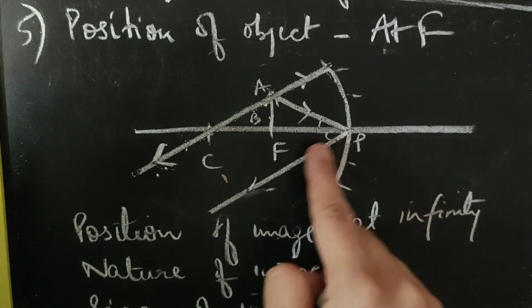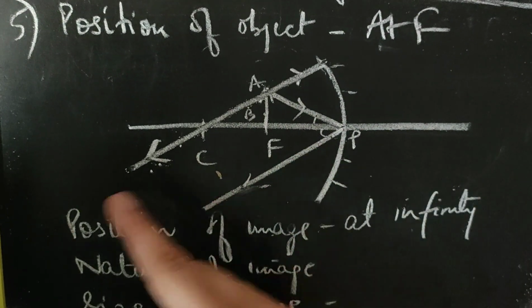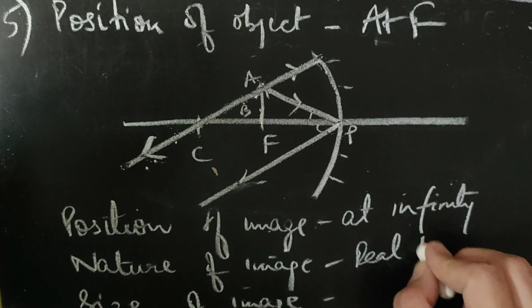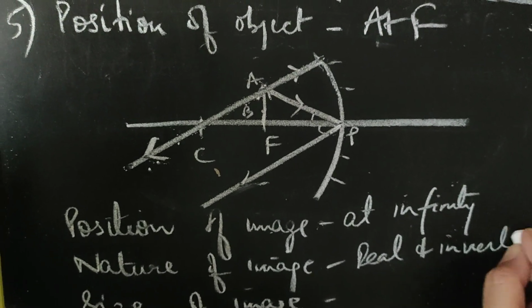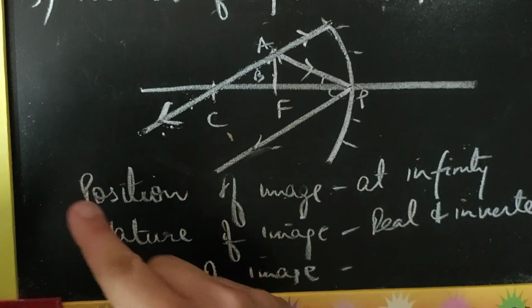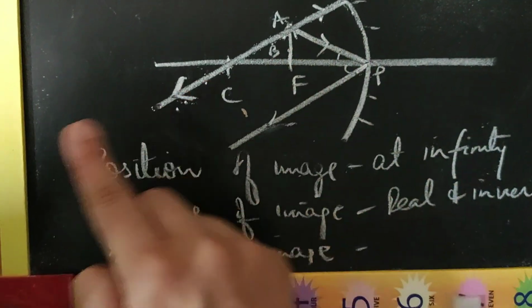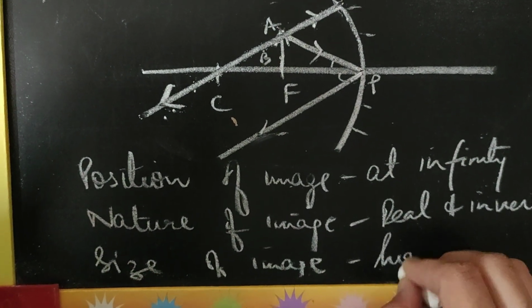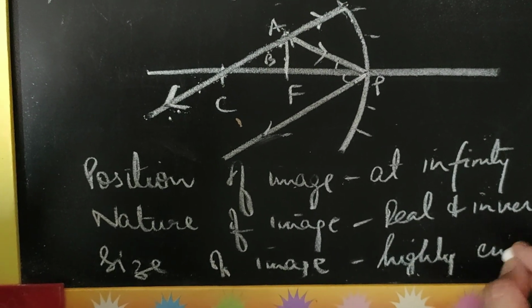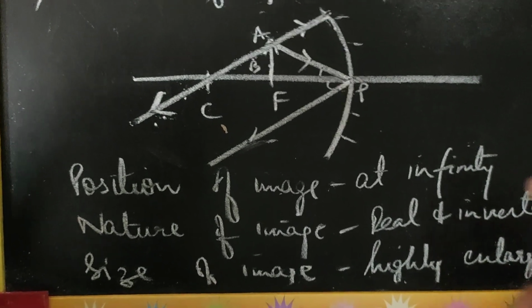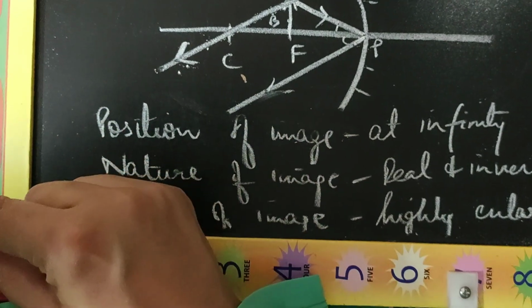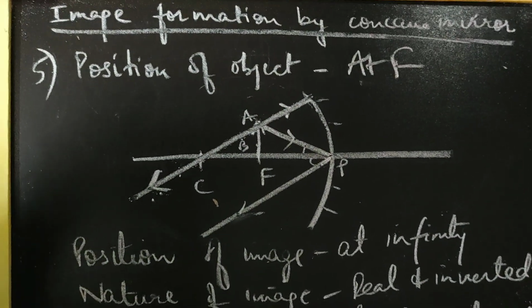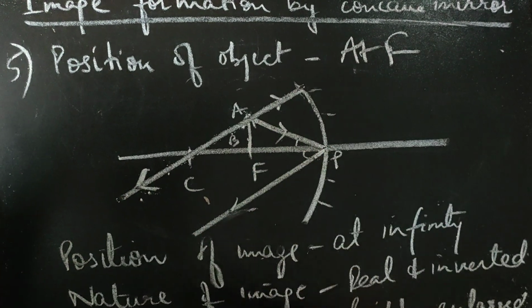Nature of the image: some of the rays will definitely intersect somewhere at infinity. So we say the image is going to be real and inverted only. And because in our frame the rays are not seen meeting anywhere, they will intersect somewhere at infinity. So the size of the image is highly enlarged. If they are going to meet at a very large distance somewhere at infinity, the size is going to be highly enlarged. So this was the fifth position, the object at focus.